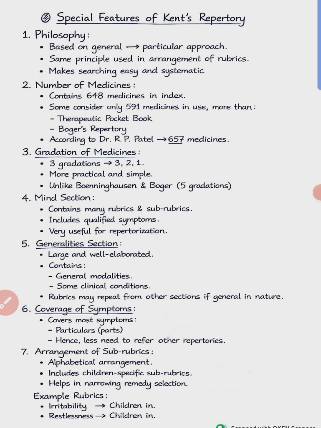Coverage of the symptoms: it covers particular and general, all types of symptoms. Hence, there is less need to refer to other repertories. Arrangement of the sub-rubrics: also in alphabetical arrangement, includes children-specific sub-rubrics. It helps in narrowing the remedy selection. For example, irritability, children in; restlessness, children in.